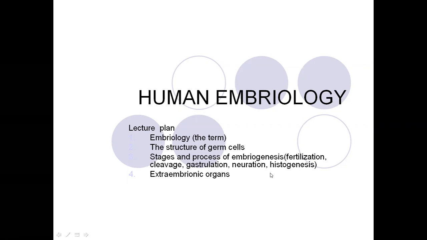In the previous lesson, we spoke about the structure of germ cells, the stages and process of embryogenesis, especially fertilization, cleavage, and gastrulation. As a result of gastrulation, a three-laminar embryo was formed. The embryo after gastrulation has three layers: ectoderm, entoderm, and mesoderm.